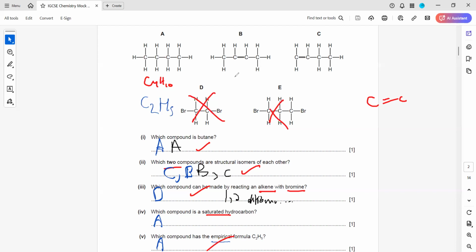But when I take the empirical formula of this one, C4H8, it will be CH2. When I take the empirical formula of this one, C4H8, it will also be CH2.